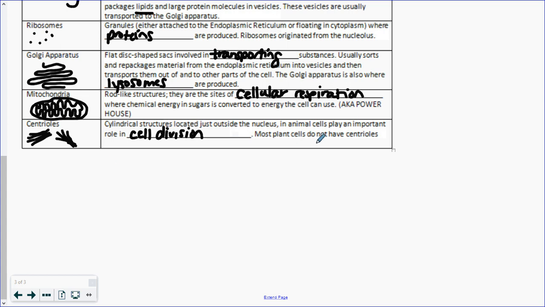So most plant cells do not actually have centrioles. They would divide in a little bit of a different way in that they produce a new cell wall in between them. So those are the structures within the cell, the organelles that are very important for directing cell activities. Again, go watch those videos.